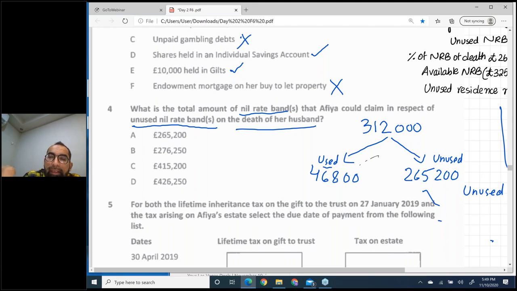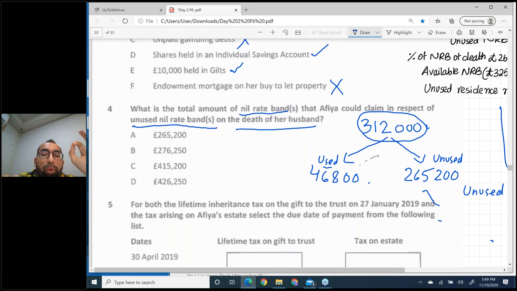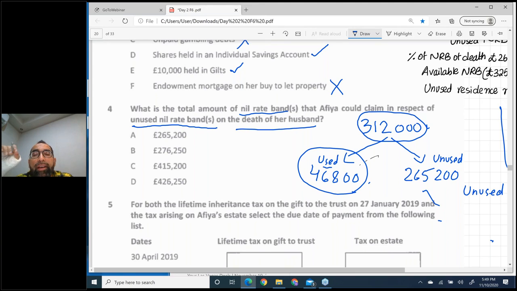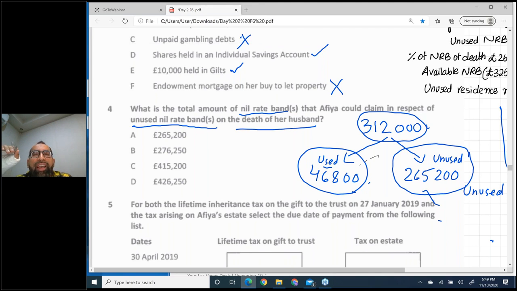Let's do it. When husband died in 2008, the total NRB at that time was 312,000. Husband used only 46,800. Use your calculator. So at that time the unused amount was 265,200.